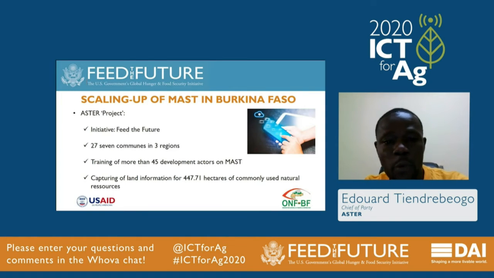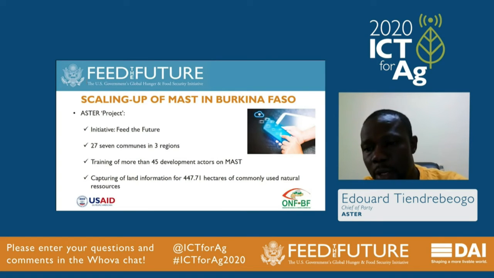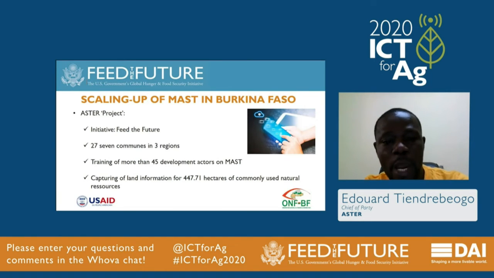And then what we have done with MAST, as part of ASTER activity, we were able to train more than 40 commune land staff. I'm talking about the people who are working for the commune. We were able to train more than 40 people. And then we were able to map more than 447.71 hectares of commonly used natural resources.